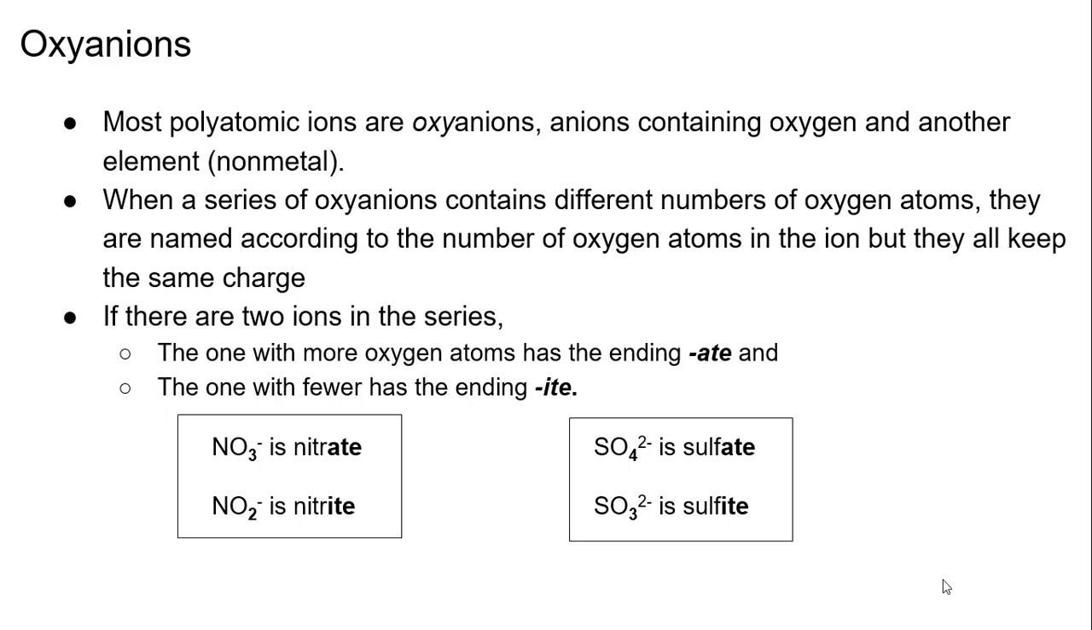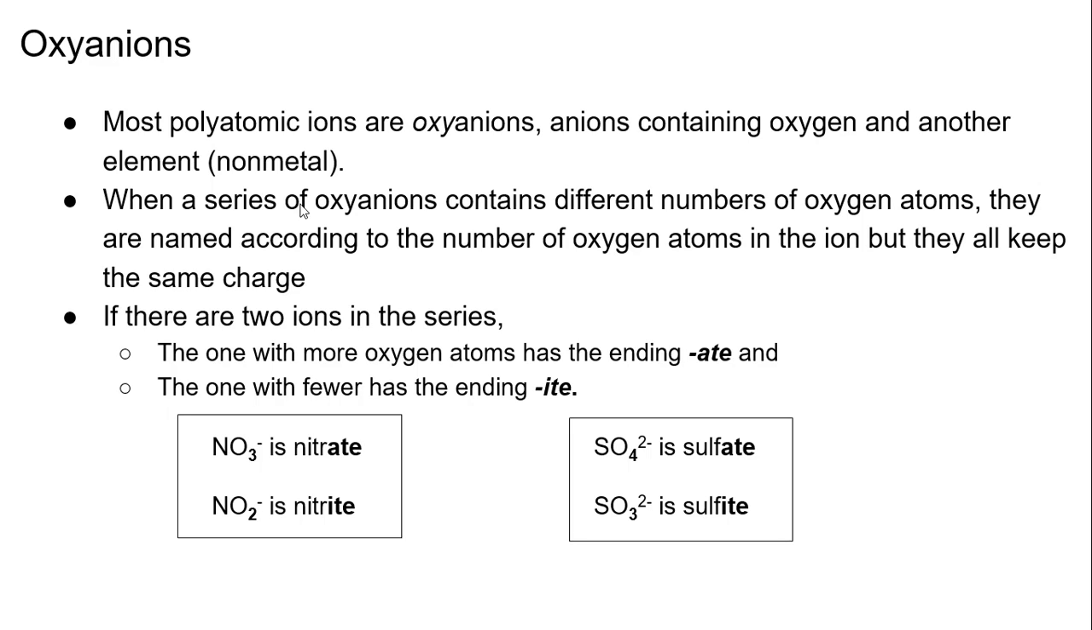When a series of oxyanions contain different numbers of oxygen atoms, they are named according to the number of oxygen atoms in the ion, but they all keep the same charge, meaning if there's a family of them. For instance, if you look down here, we have sulfate and sulfite. They have the same charge, however, they have different numbers of oxygens. So that's what it means by a series.